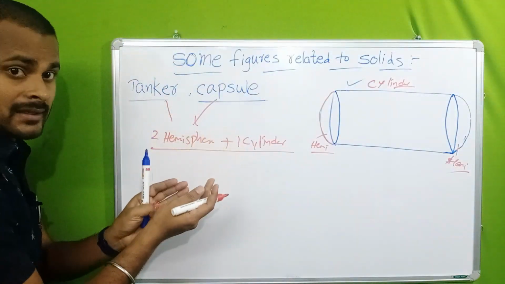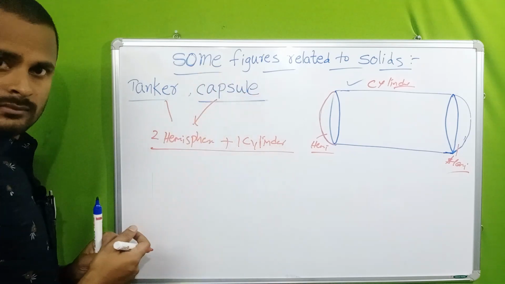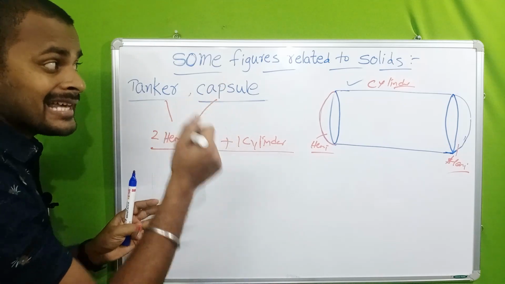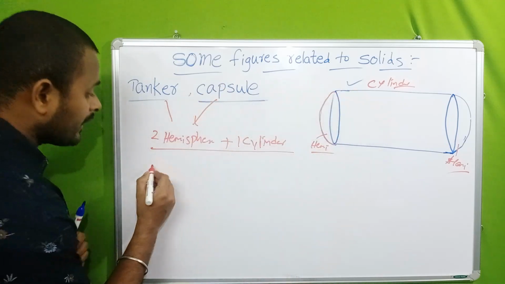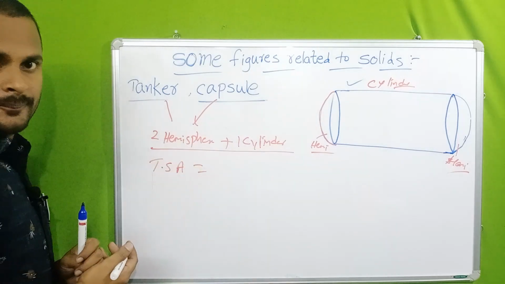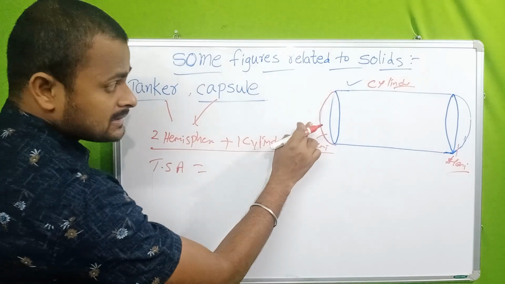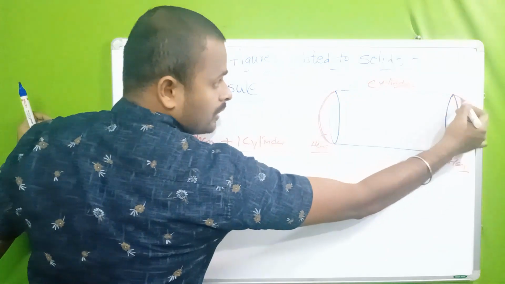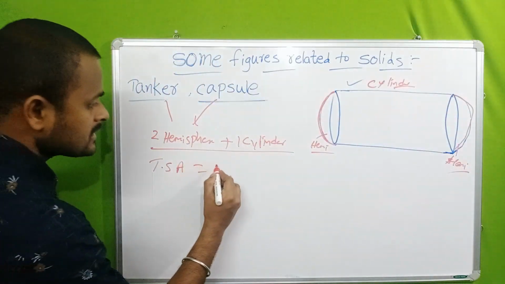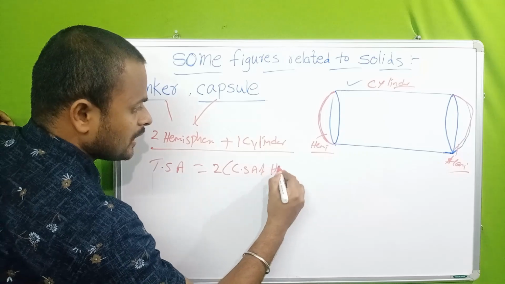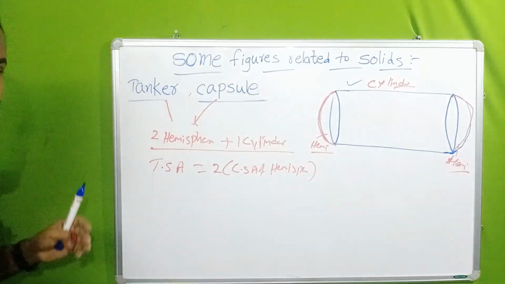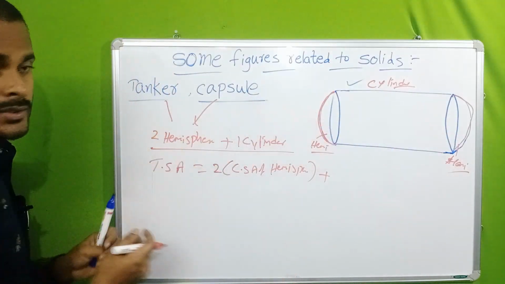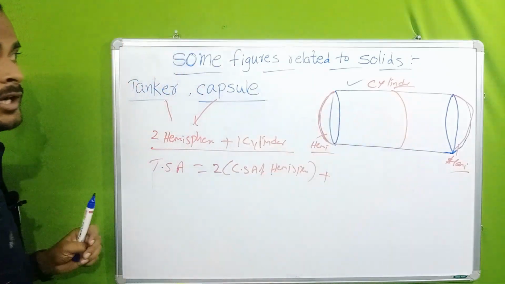So when the question asks the painting cost of the cylinder or this tanker, painting cost means we have to determine the total surface area of the tanker. How can we determine the total surface area of the tanker? Here one is the curved surface area of a hemisphere, and here also the curved surface area of a hemisphere, so 2 into CSA of hemisphere. Plus, the cylinder's top and bottom edges are connected to the hemispheres. So only what is open? Only the curved surface area of the cylinder is open.